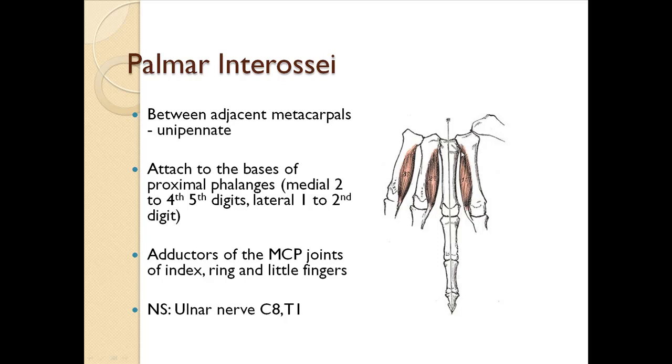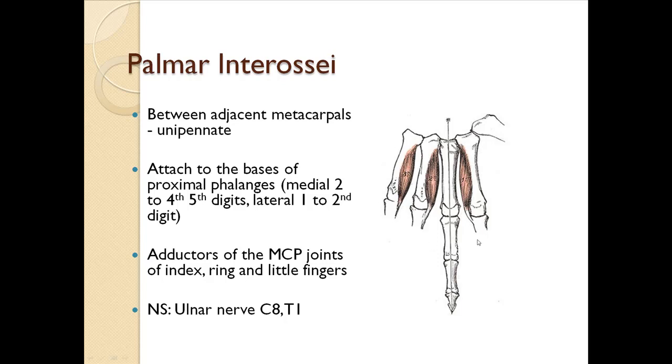So here we can see the first palmar interosseus going from the shaft of the second metacarpal, and it attaches onto the base of the proximal phalanx. This is the second palmar interosseus, and there's the third palmar interosseus.